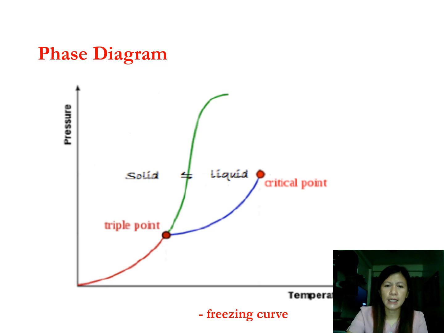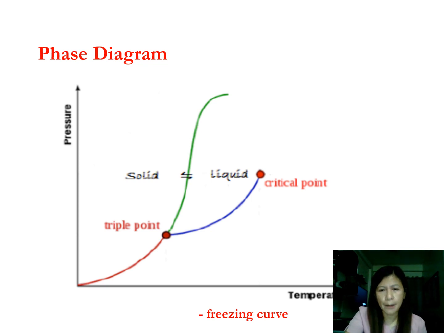Okay, let's see here the freezing curve. Freezing curve of a substance. Take note, by the way, that each substance has its own phase diagram. So distinct po ang mga phase diagram ng mga substances. For example, water has its own phase diagram, carbon dioxide has its own phase diagram, sugar has its own phase diagram, and so on and so forth.